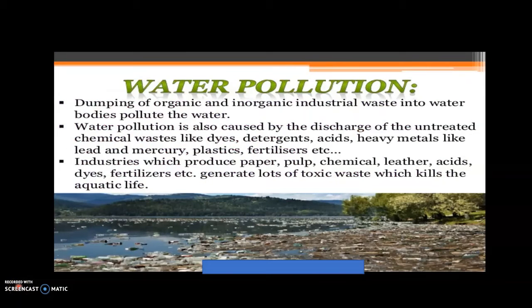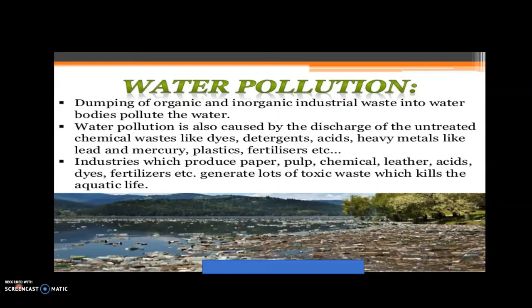Next one is water pollution. Water pollution is caused by organic and inorganic industrial waste and effluents discharged into rivers. The main culprits in this regard are paper industries, pulp, chemical, textile and dyeing, petroleum refineries, tanneries. Tanneries means a place where skins are processed, and electroplating industries that let out dyes, detergents, acids, salts, and heavy metals like lead and mercury, pesticides, fertilizers, synthetic chemicals with carbon, plastics, and rubber, etc., into the water bodies.